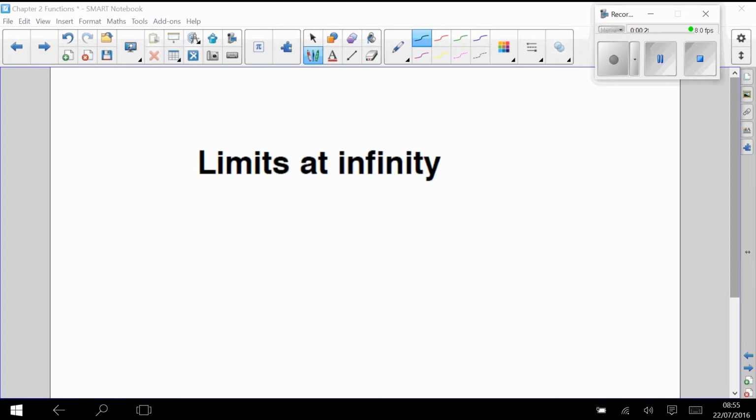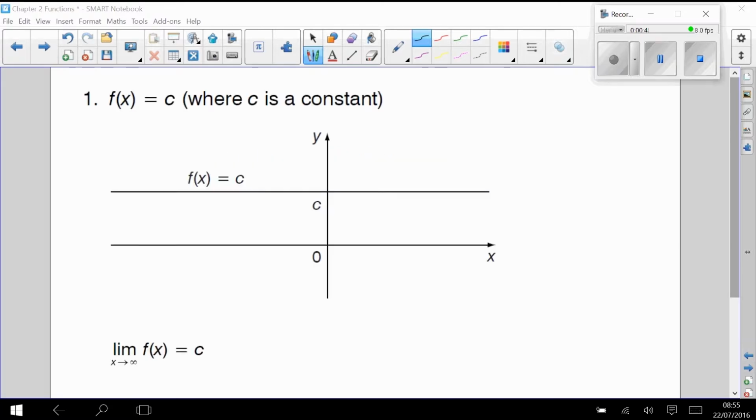In this video, we're going to take a look and see what our function is going to do as our x value gets bigger and bigger. In other words, what is our function going to do when our x value is tending to infinity? You can see in the diagram that I've got here, as my x value tends towards infinity, my line is going to continue as a horizontal line. That horizontal line went through a y value of c. In other words, as x tends to infinity here, the y value is going to remain along that horizontal line of c.